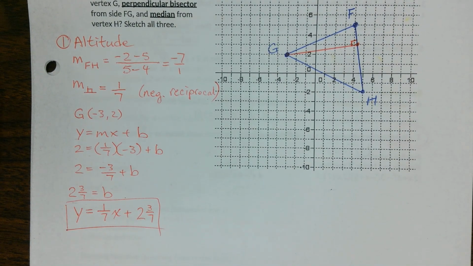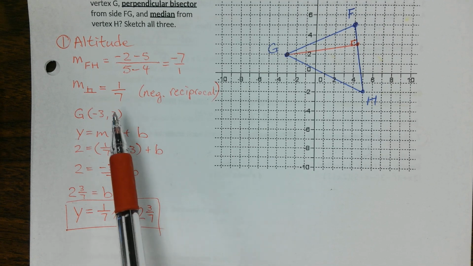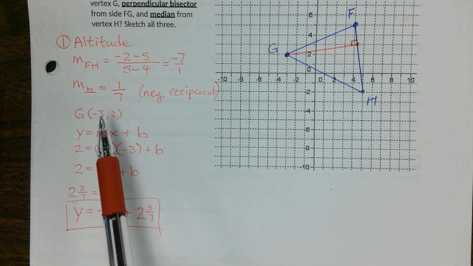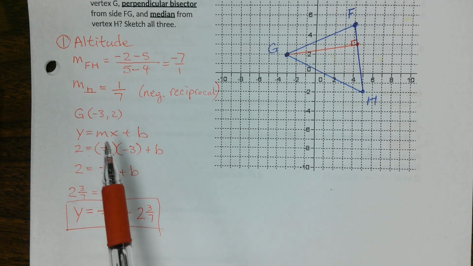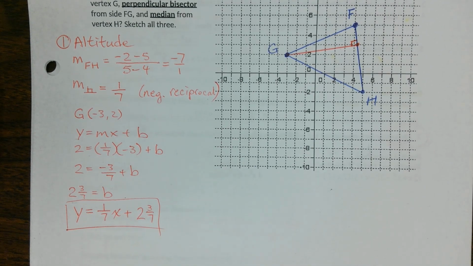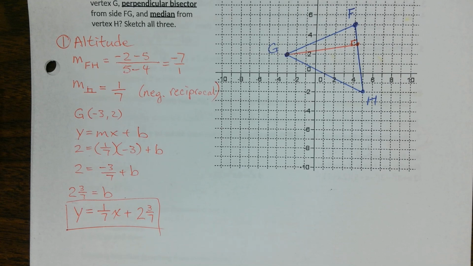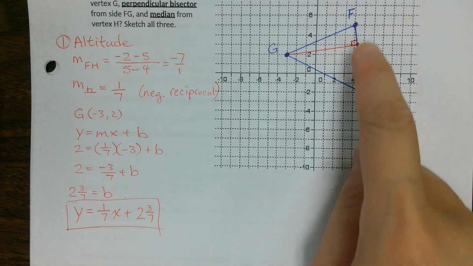To find the y-intercept, you just sub in G's y and G for x and y, and then use this 1/7 as the m, and then you solve for b. Okay. Next part, perpendicular bisector from FG.